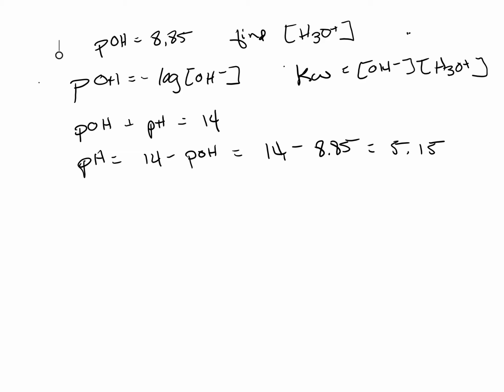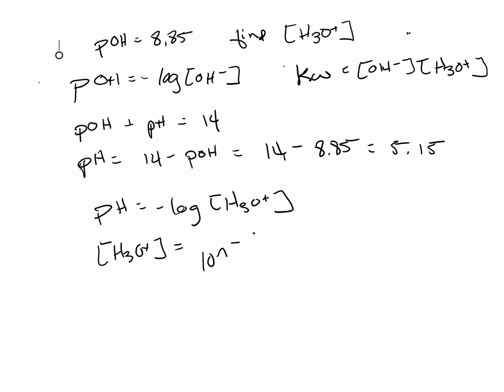And now that you know the pH equals negative log concentration of hydronium, you can just move the negative, raise both sides to an exponent to eliminate the logarithm, and that would look like concentration of protons, or in this case hydronium, equals 10 raised to the negative 5.15 exponent, and this gives you 7.1 times 10 to the negative 6 moles per liter hydronium ion.